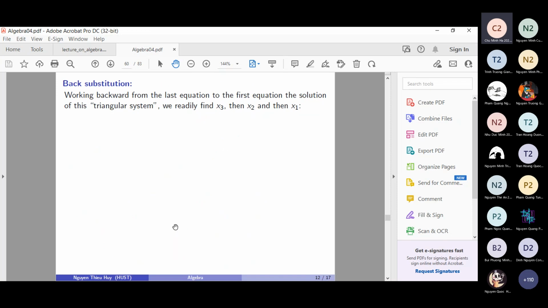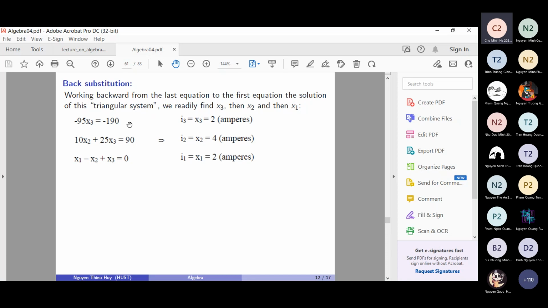Back substitution means that we start with the lowest equation, the simple equation, forgetting the zero equation, and then we work backward from the last to the first, gradually, of that triangular system. So we readily find x3 and then x2 and then x1.